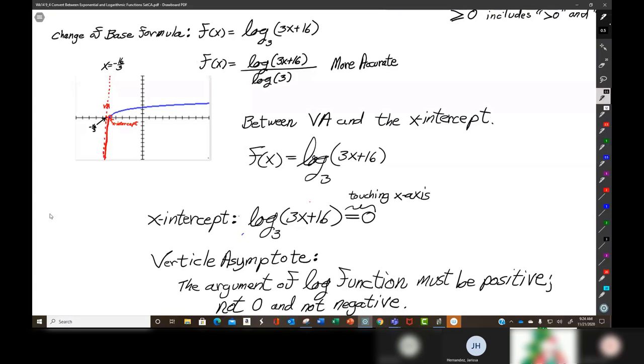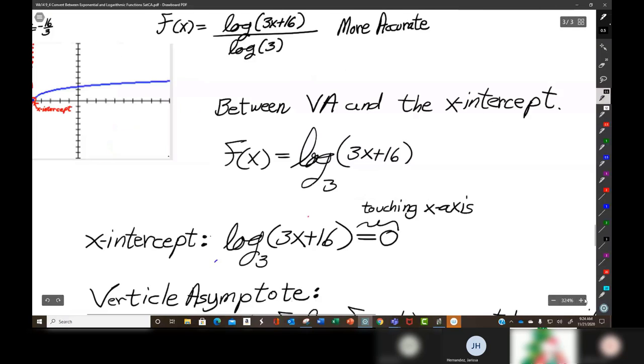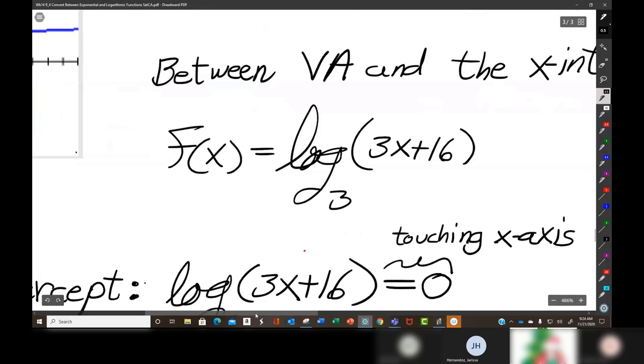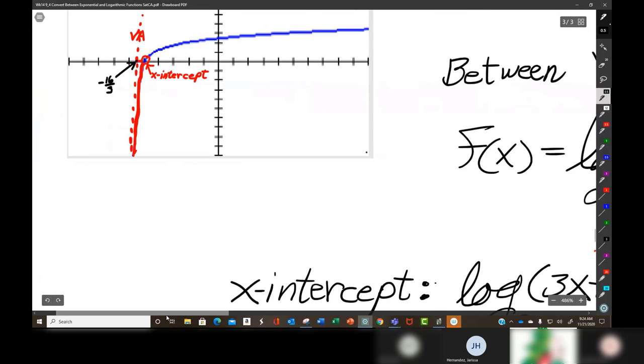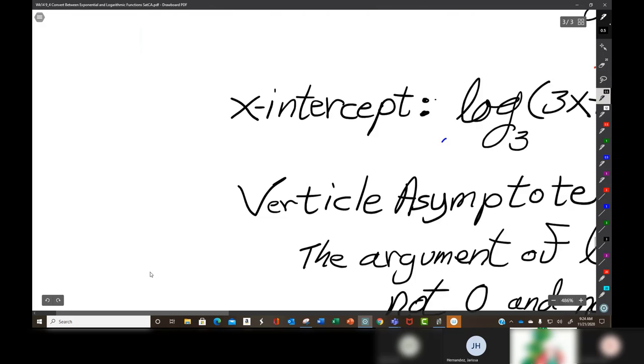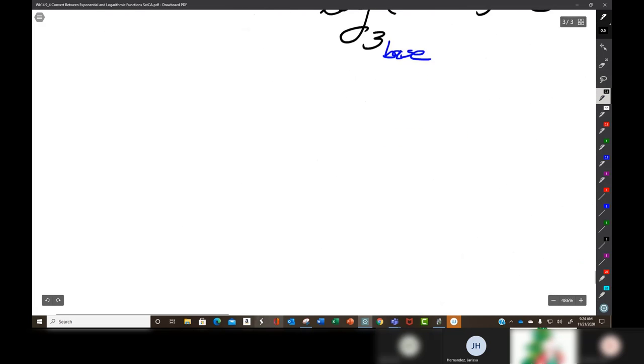Right here, here we get bigger again. That number right there is negative 5. So for this little bitty distance here, where should I write it? Write it down at the bottom.